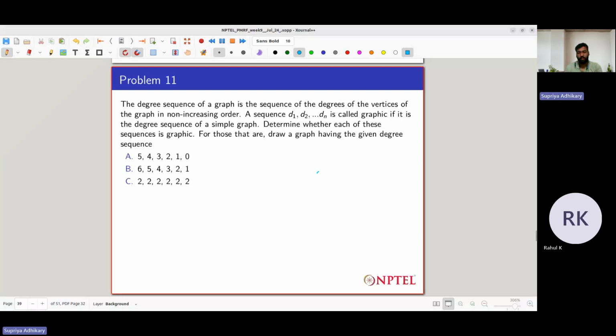Okay, so consider this: 3, 3, 3, 3. So this is graphic. Why? Because if we consider this graph, then each of the vertices will have degree 3, and the degree sequence should be this. So this sequence 3, 3, 3, 3 is graphic.